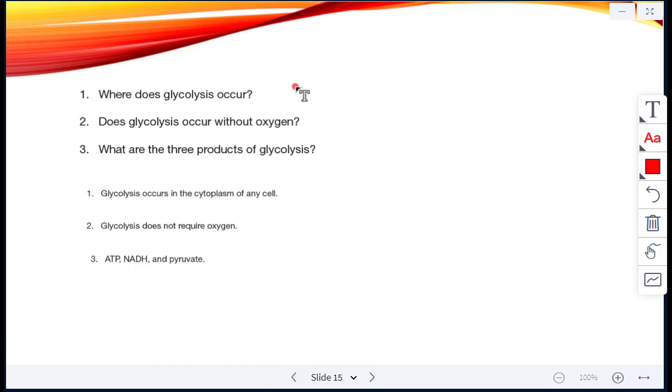All right, just some quick questions here. Where does glycolysis occur? It occurs in the cytoplasm, but it can occur in the cytoplasm of any cell. Does glycolysis occur without oxygen? Glycolysis can occur anaerobically. It does not require oxygen. And what are the 3 products of glycolysis? So we saw ATP, NADH, as well as pyruvate.